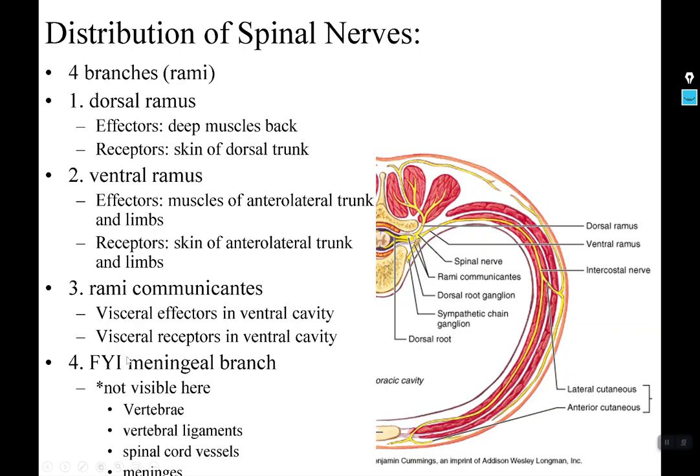There's also a meningeal branch, but it's not visible here because it's very small. And this is an FYI, so this is not something I'm going to test you on, but it is worth mentioning just because the meninges, of course, are your protective layers around your CNS tissue. And so it would make sense that they have some sort of motor and sensory apparatuses. So these are just innervating the vertebrae, the vertebral ligaments, so the ones that connect your vertebrae to each other, any spinal cord vessels, of which there are several, and also the meninges themselves.